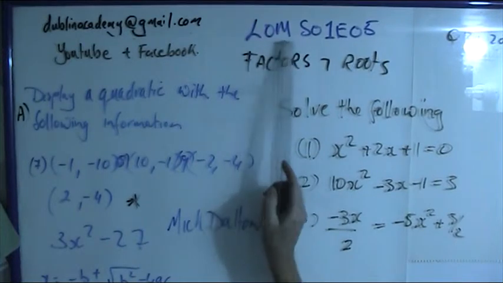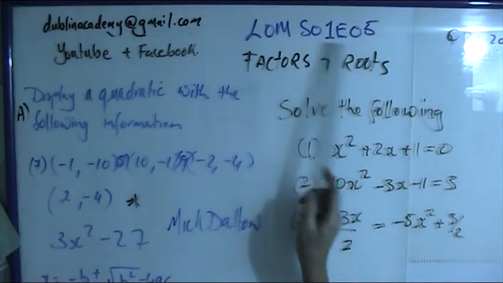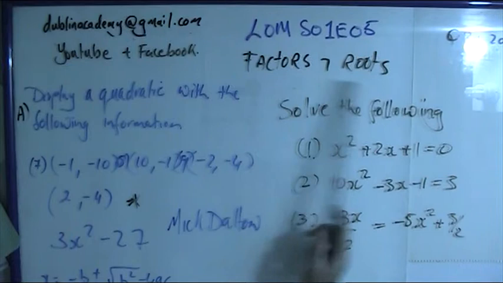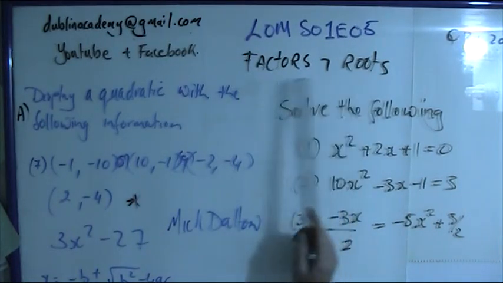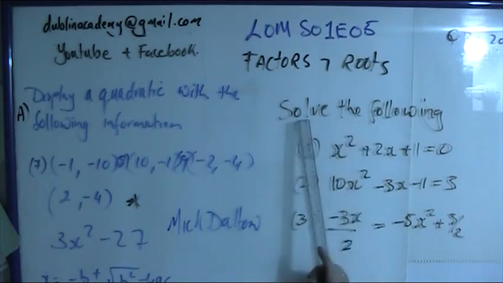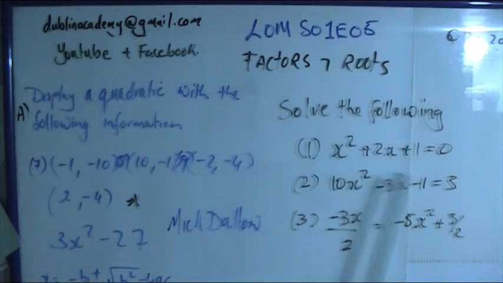Today is Leaving Cert Ordinary Maths, Series 1, Episode 5. So we're doing factors and roots of quadratic equations, and other factors if you can get them in. But anyway, you have to solve the following. Solve the following using the formula. Okay, now we'll come to that. I have the formula here, and we'll get back to it.